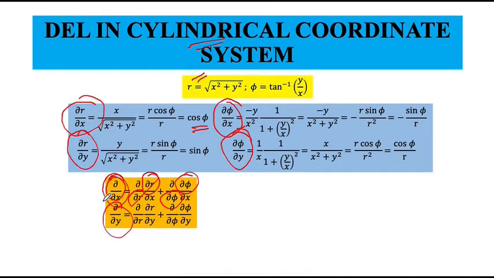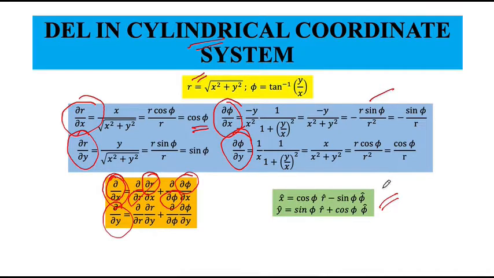Similarly for y, and we have seen in cylindrical coordinate systems that x hat is equal to cos phi r unit vector minus sin phi phi hat, y hat is equal to sin phi r hat plus cos phi phi hat. Okay, so these three things we will need to get the del operator in the cylindrical coordinate system. This is already defined, this we have calculated, this is defined, this we have just multiplied and divided with the same quantity.